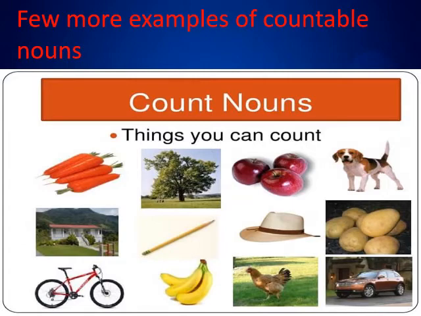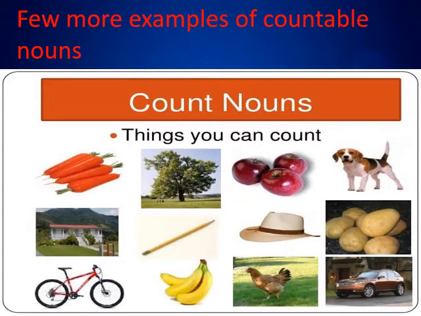A few more examples of countable nouns. Things you can count here in this slide: carrots, tree, apples, dog, house, pencil, hat, potatoes, cycle, banana, hen, car. Things which are in singular are tree, dog, house, pencil, hat, bicycle, hen, car.